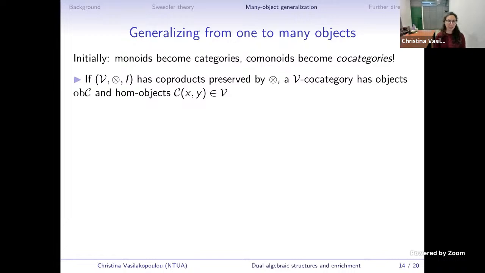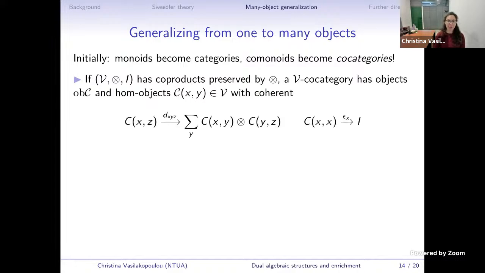And a V co-category has a certain class or set of objects and hom objects in V. And now we have those co-composition arrows that now land on the sum on the right. And here we have these co-unit maps that are only for fixed X.